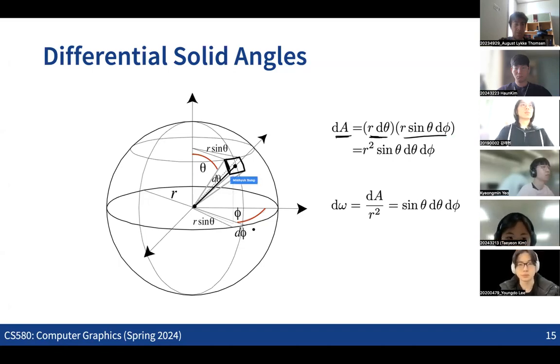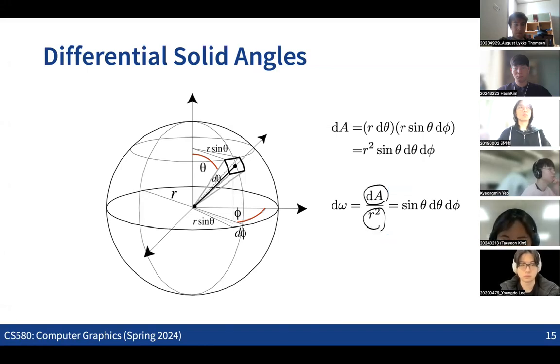Basically, this length and this length can be multiplied to define the differential area, which is defined like this. Based on that, we can also define the differential of the solid angle, which should be the differential area divided by the square of the radius. Then we see that the differential solid angle can be calculated in this form by multiplying these two angle differentials and sine theta, right?